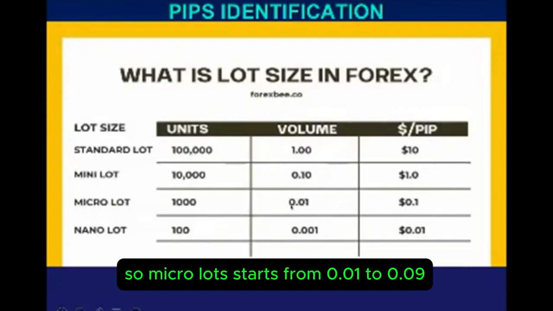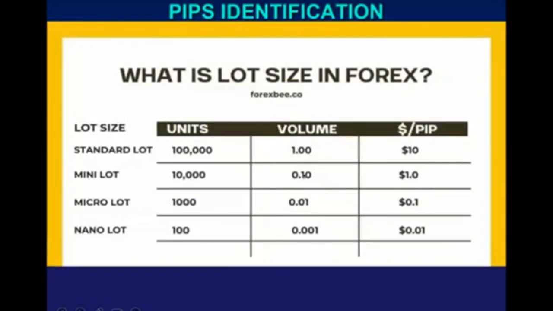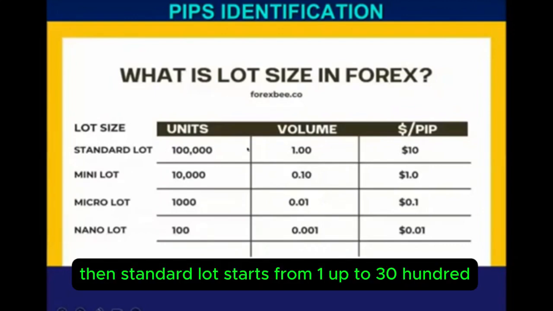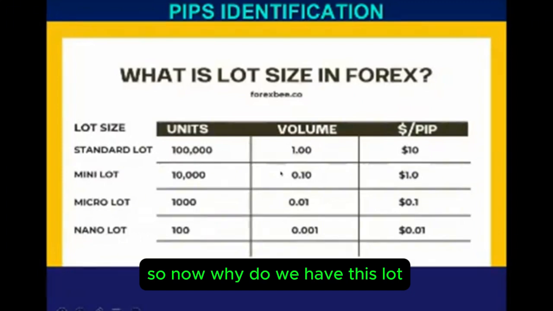So micro lot starts from 0.01 to 0.09. Mini lot starts from 0.1 to 0.99. Then standard lot starts from 1 up to 30, 100, if your account can carry it anyway. So now, why do we have these lots? The standard lot in trading is 1.